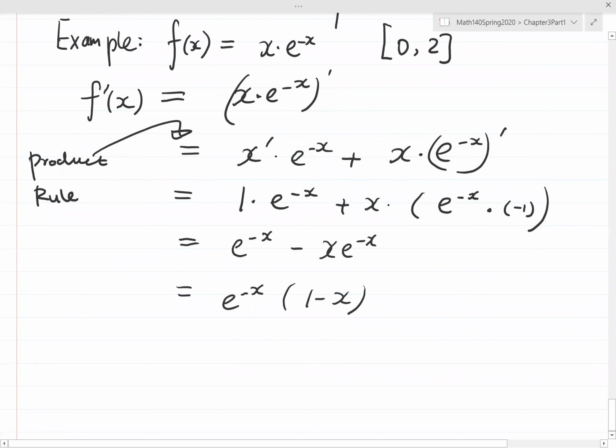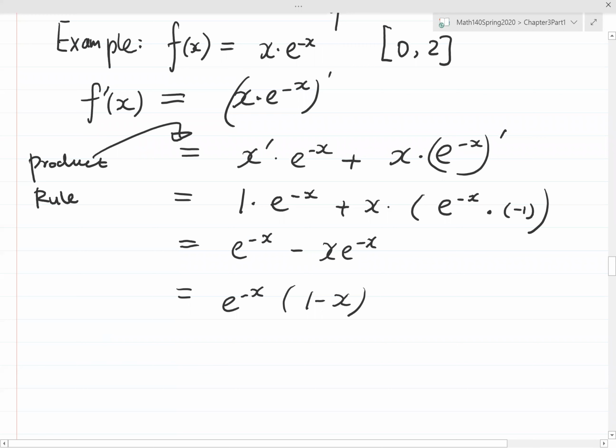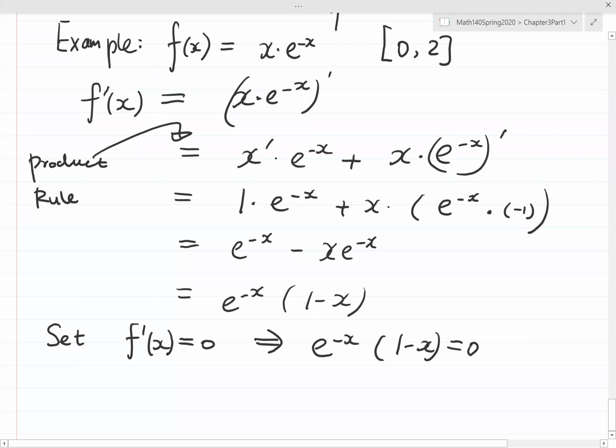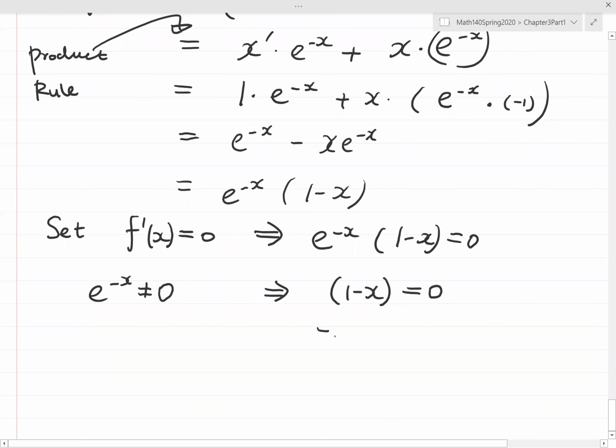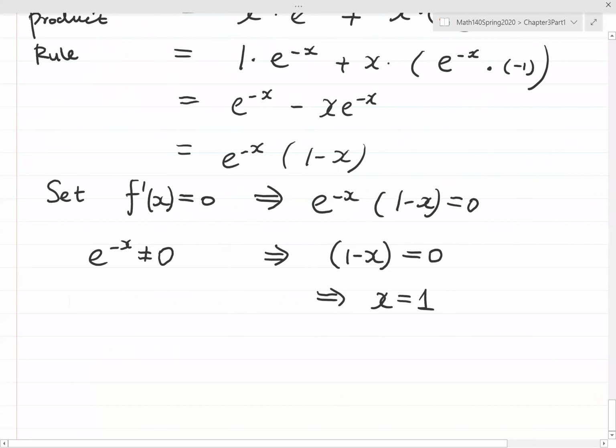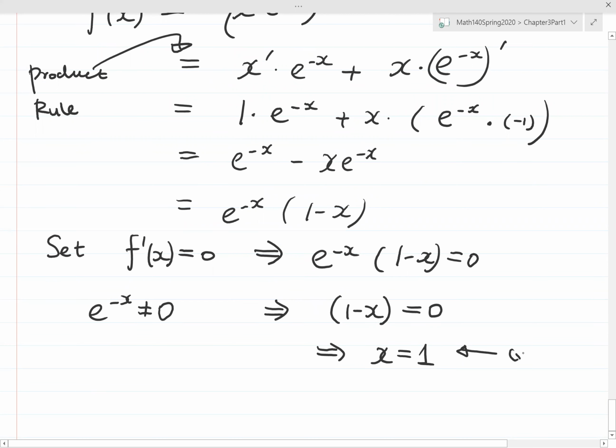Now the derivative exists everywhere. The function is differentiable everywhere. So to find the critical numbers, we only need to find where the derivative vanishes. So we set f prime to be 0. We get e to the negative x times 1 minus x is 0. Remember, exponential functions are never 0. Its value is never 0. So it suffices for the factor 1 minus x to be 0. Then we get x to be 1. So 1 is the critical number.